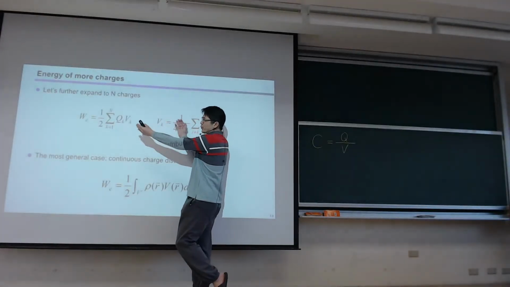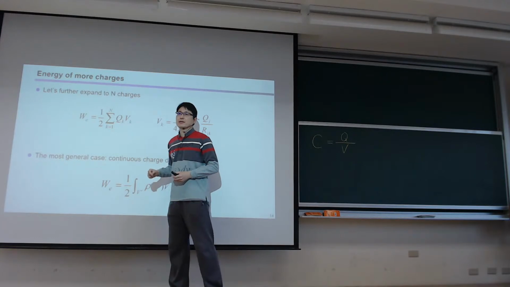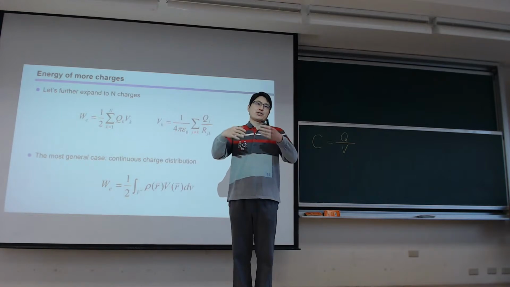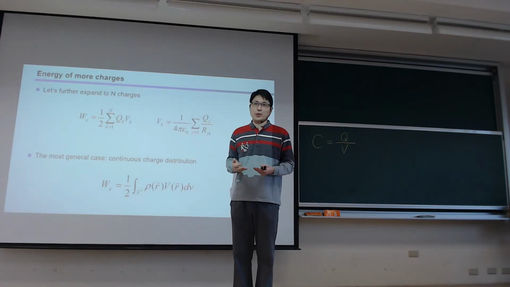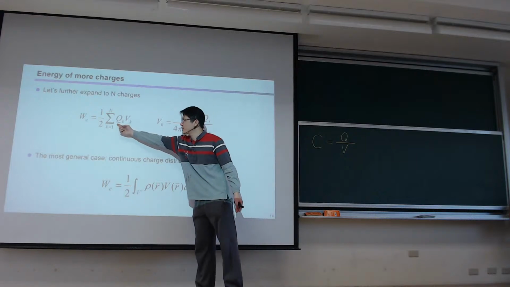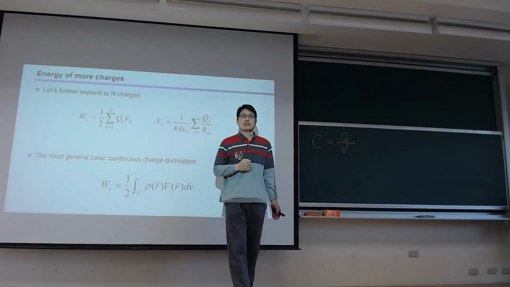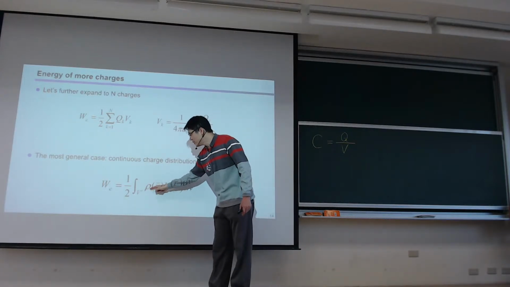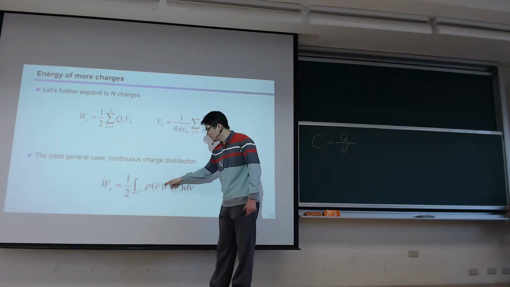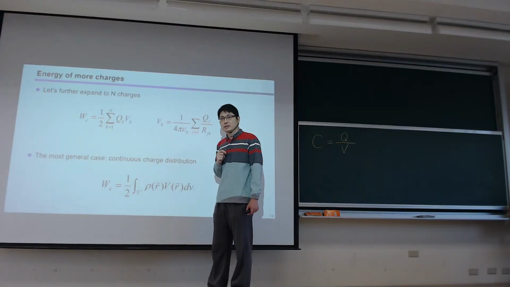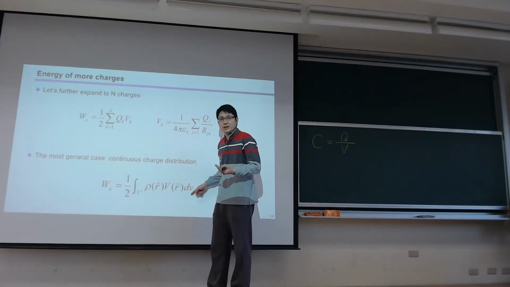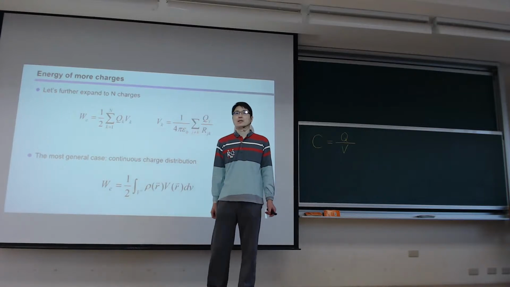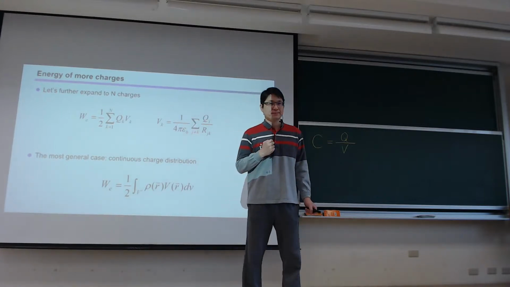So this is still for discrete charges, so we have the summation sign. In the case where we have so many charges that eventually we have a continuous distribution, then we can change the summation sign to the integration sign. Okay? So now we have rho, the charge density, multiplied by the electric potential, and then we perform the volume integration. But still, you have to divide by 2 because you're always double counting.